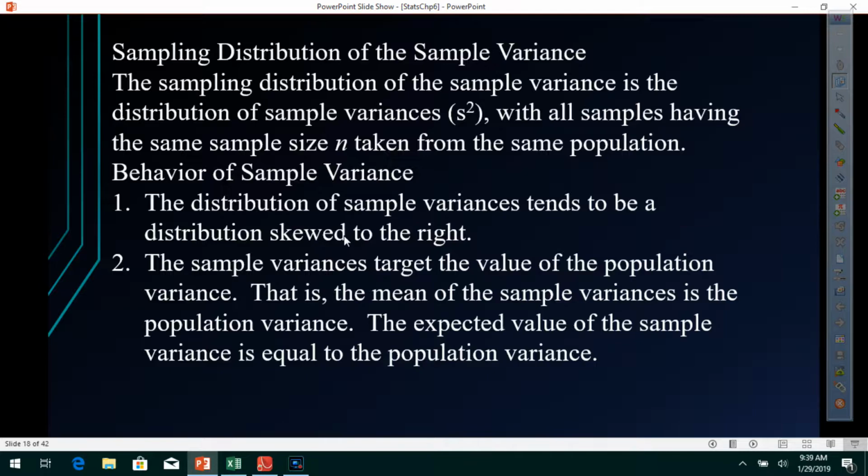Behavior of the sample variance. The distribution of sample variances tends to be skewed to the right. Sample variances target the value of the population variance, that is, the mean of the sample variances is the population variance. The expected value of the sample variance is equal to the population variance.